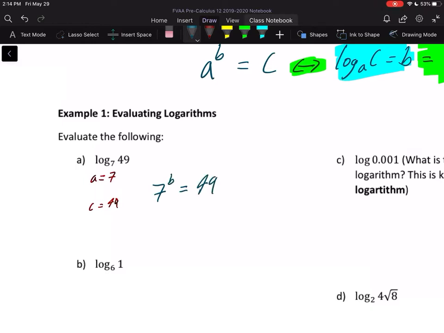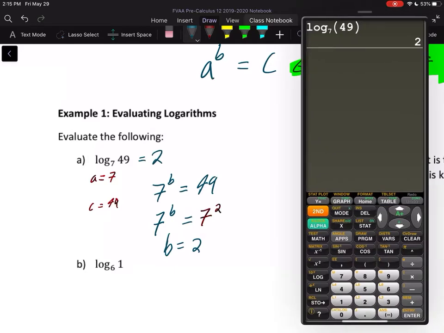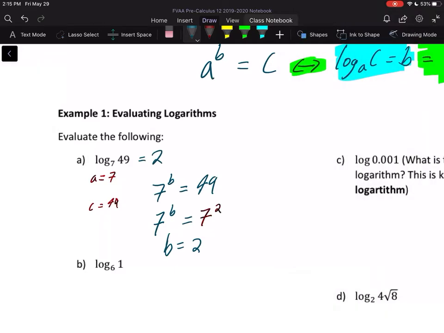Okay, well here, can we simplify one side to get the answer of B? The answer is yes, right here. If this was 7 to the B is equal to 7 squared, right? We can substitute 49 with 7 squared. Therefore, that tells me that B is equal to 2, which is exactly what we got in our calculations when we just plugged it in. Okay, so that's kind of two approaches here.